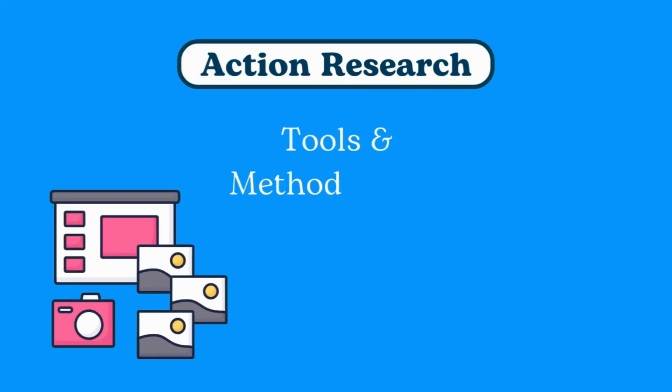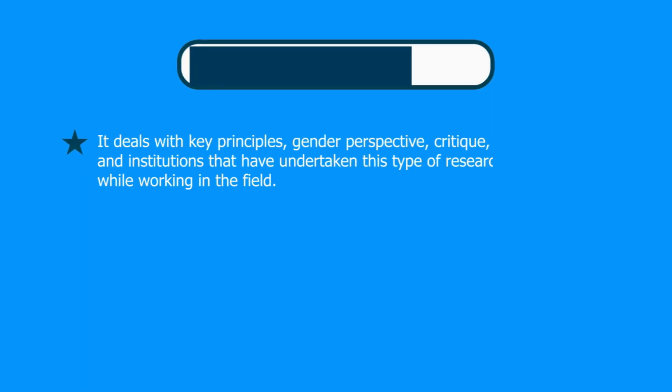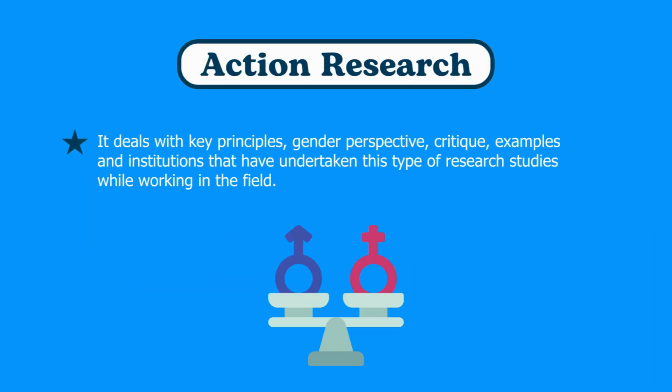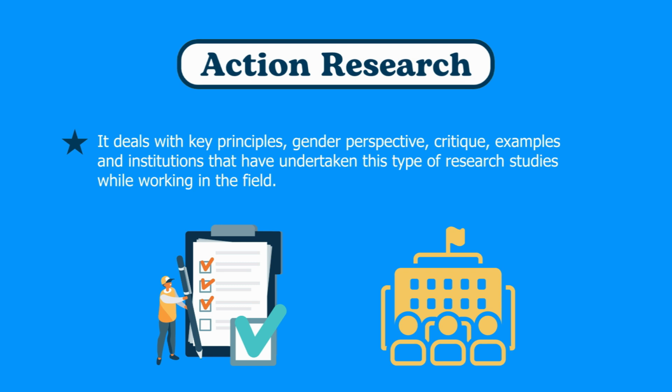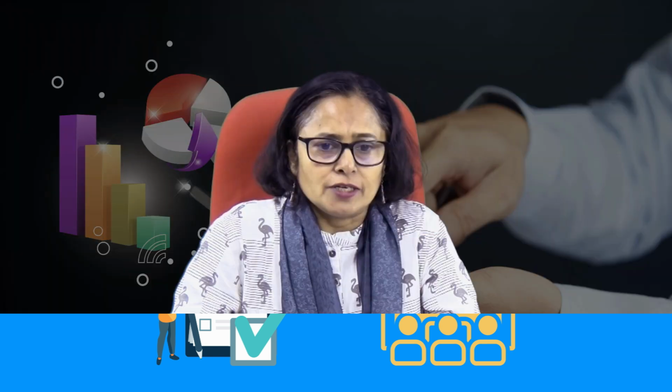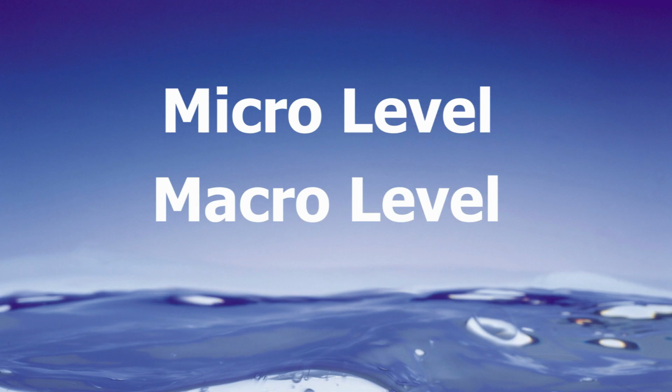So in this lecture, we will discuss various tools and methodology to carry out action research. It deals with the key principles, gender perspective, critique, examples, and the institutions that have undertaken this type of research studies while working in the field. We will also discuss the importance of evaluation in action research and throw light on various result indicators at the micro level, macro level, and so on.